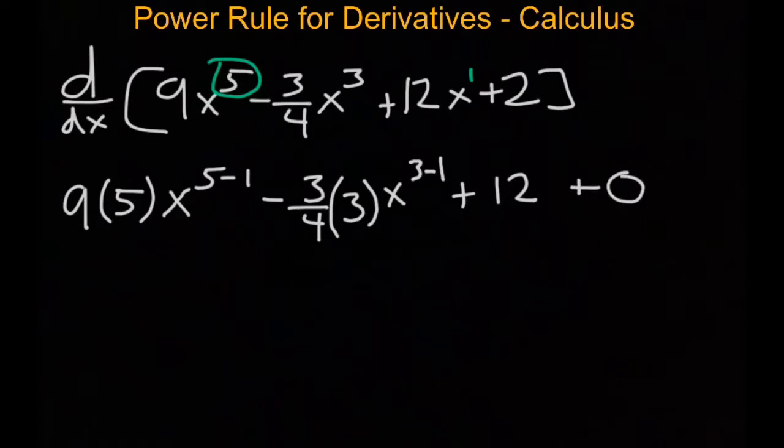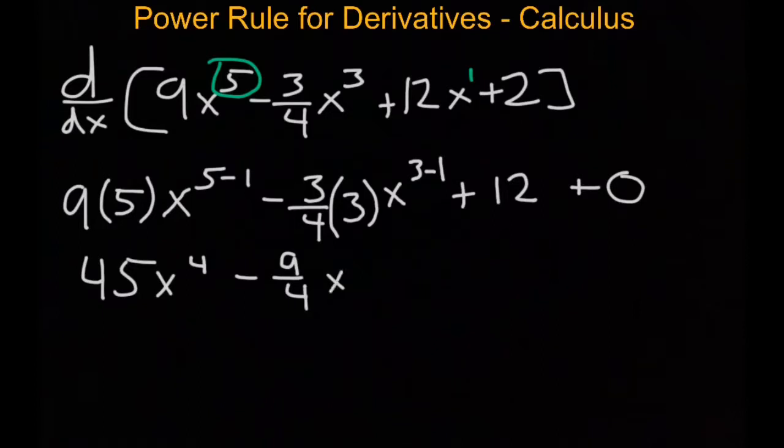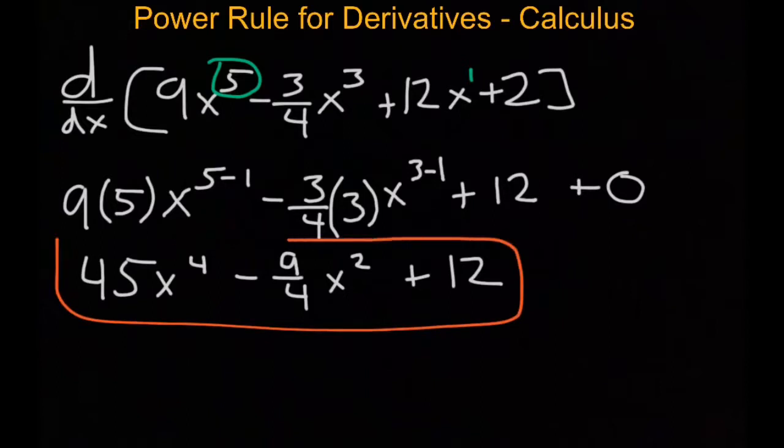So let's simplify this down. 9 times 5 is 45. And x to the power of 5 minus 1 is 4. Negative 3 over 4 times 3 is negative 9 over 4. And x to the power of 3 minus 1 is x to the power of 2. And then we have plus 12 here. So this is our final answer.